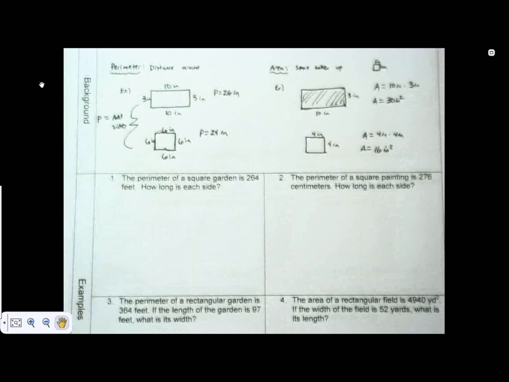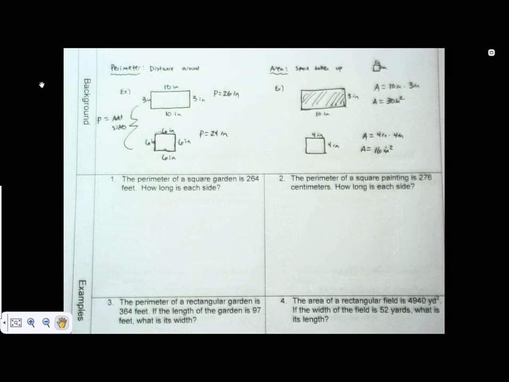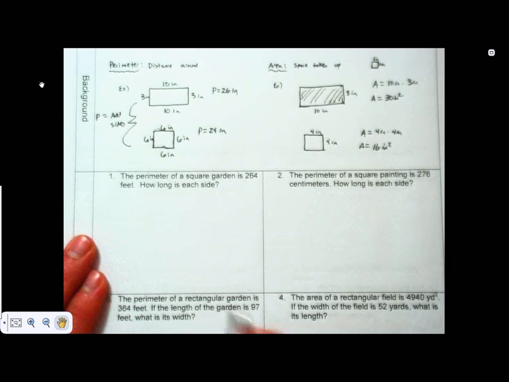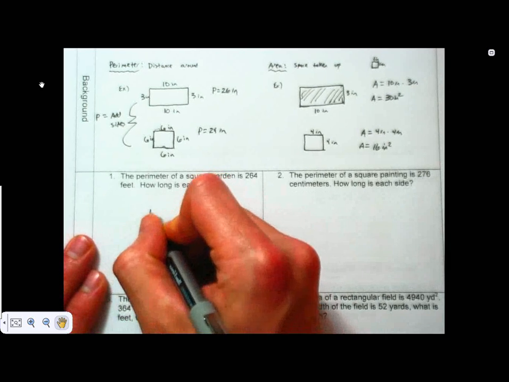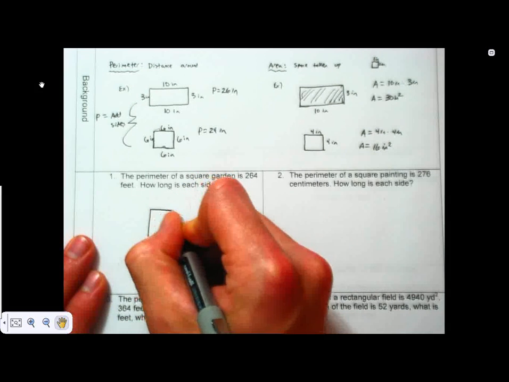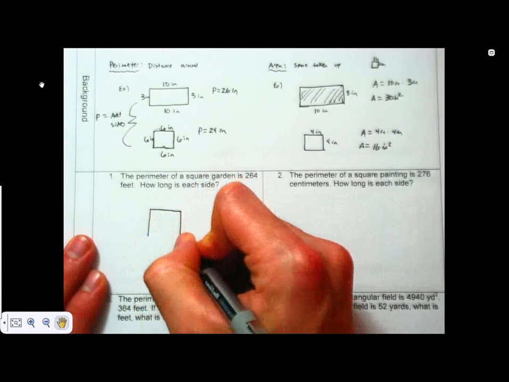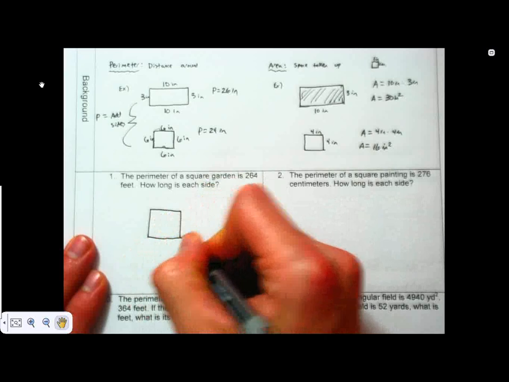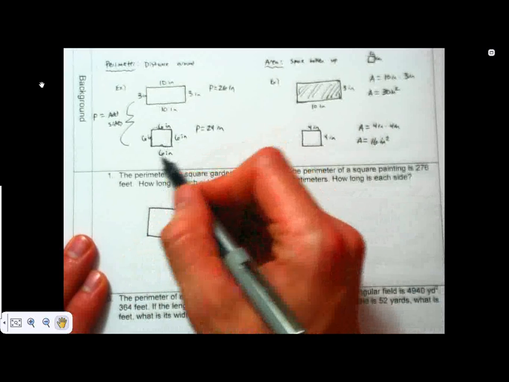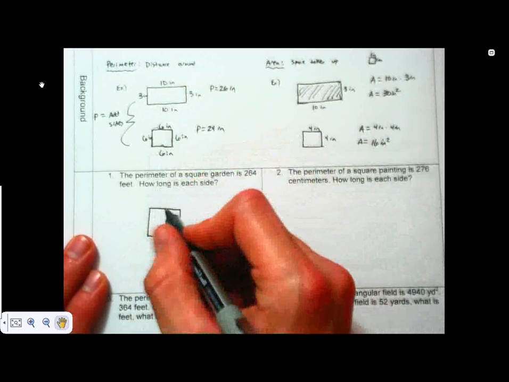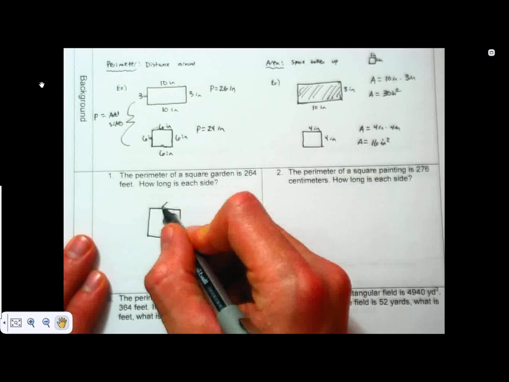Okay, let's take a look at number 1. Number 1 says the perimeter of a square garden is 264 feet. How long is each side? Well, this one lends itself really nicely to a picture. So it's a square garden, so I'm going to draw a square. And now, as we saw before, with squares, all the sides are the same. So I don't know what this side is. That's my goal, is to figure it out.